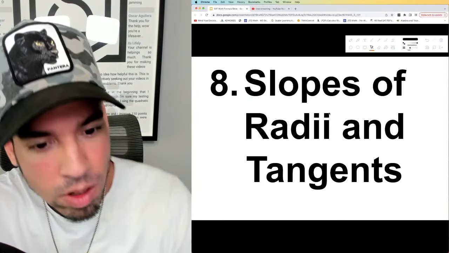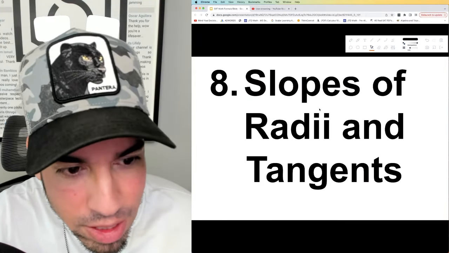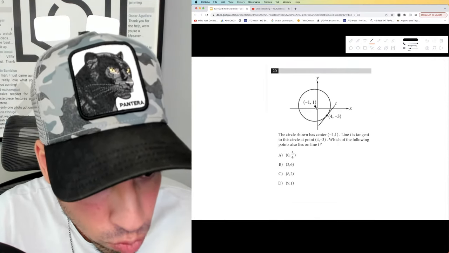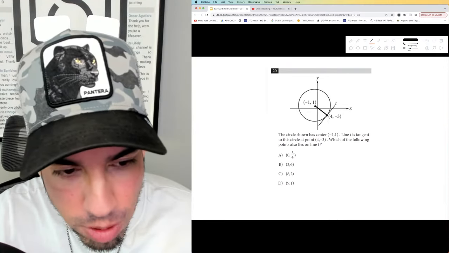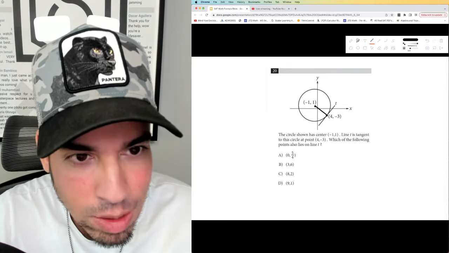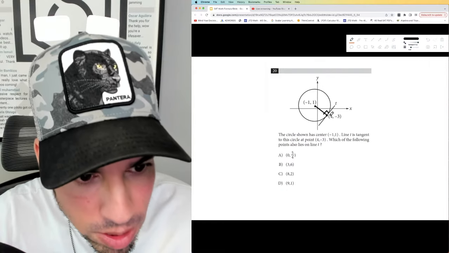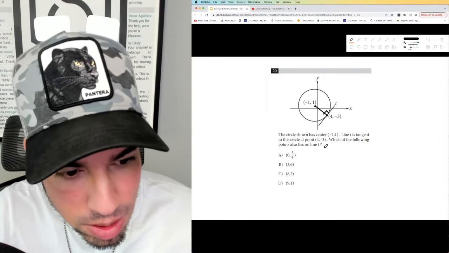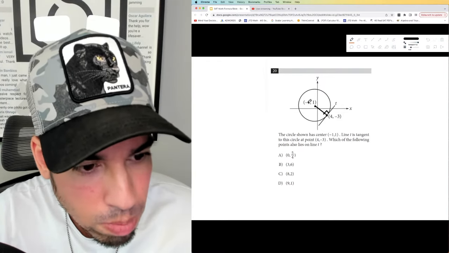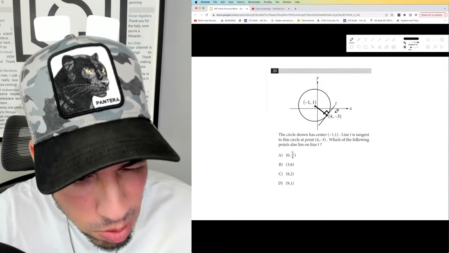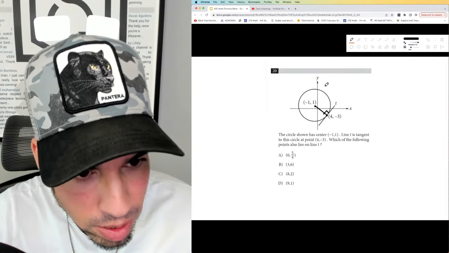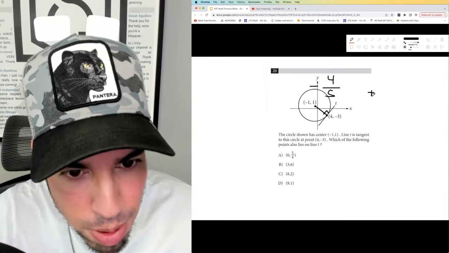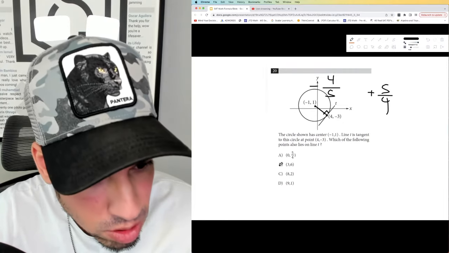Okay. Slopes of radii and tangents. This is an interesting one. I've been seeing this a lot as well. Make sure you remember one important relationship: a tangent line is perpendicular, meaning forms a right angle, to a radius. And that's important because they've been testing this a lot. So if I know the slope, for example, of the radius, which would be 4 over negative 5, then I know the slope of the tangent line is positive 5/4. It's the opposite reciprocal, okay?